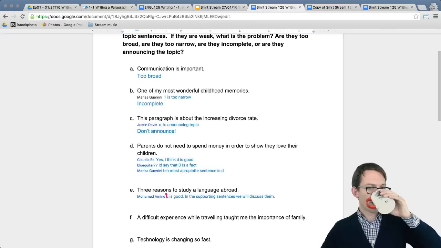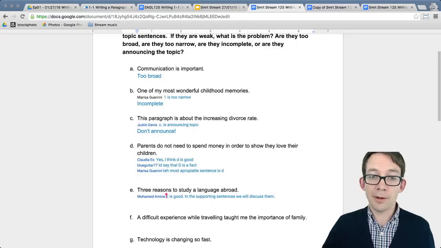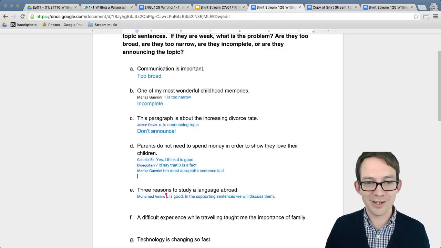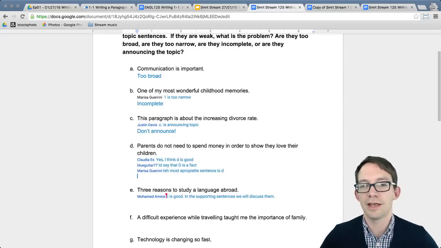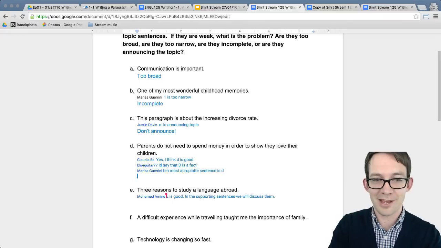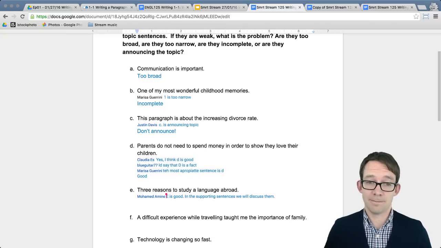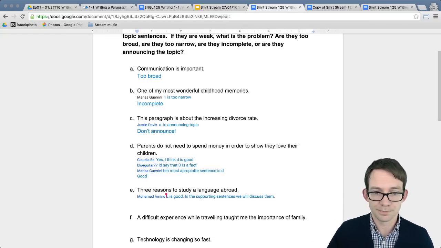And I think you're right. I think Claudia, you're right too. I wish this was a fact, blue guitar 77, but unfortunately it's not. You could argue with it. Some people could say that spending money is a good way of showing your children you love them. I certainly disagree with that statement, but in this case, I'm going to say this is a good topic sentence. Lots to discuss in this paragraph. I think it's a strong statement.